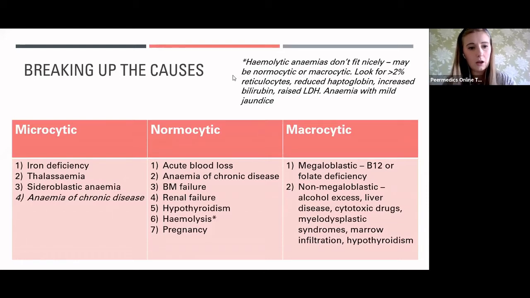So I've labelled there that anemia of chronic disease is one of the weird ones, which can be microcytic or normocytic. And hemolytic anemias can generally be normocytic or macrocytic as well, but you wouldn't distinguish what's going on by the MCV. You'd be looking for things like the raised haptoglobin, the bilirubin, the LDH, and those signs of prehepatic jaundice as well.